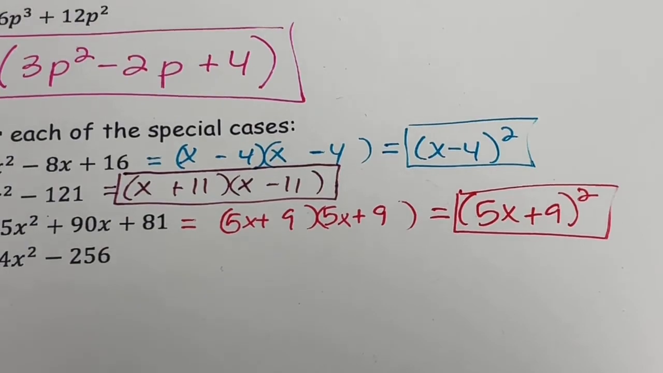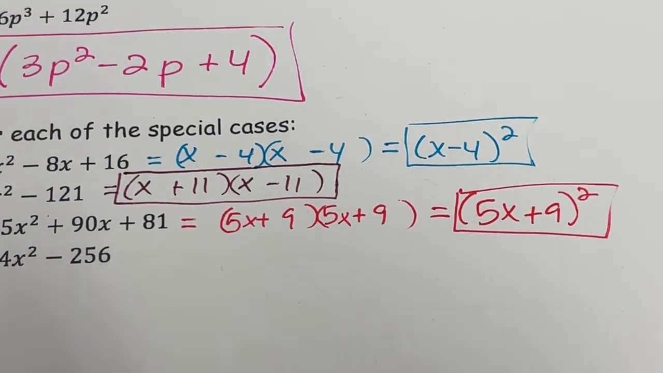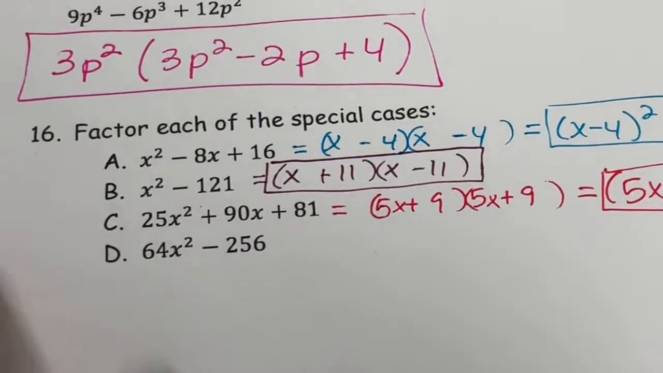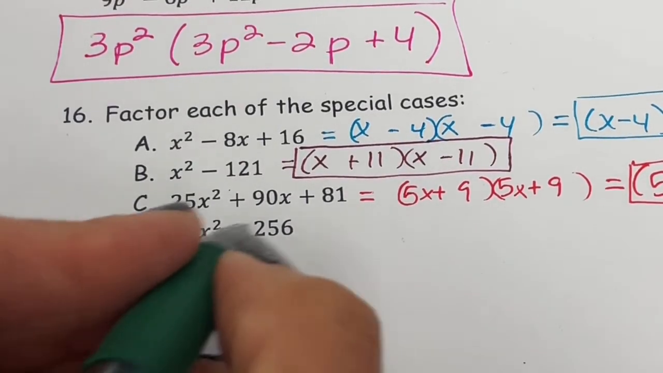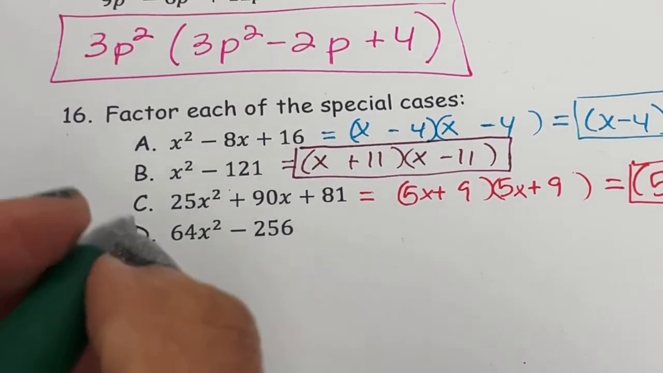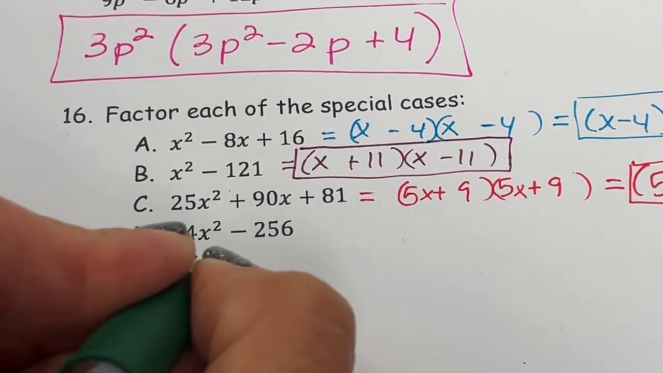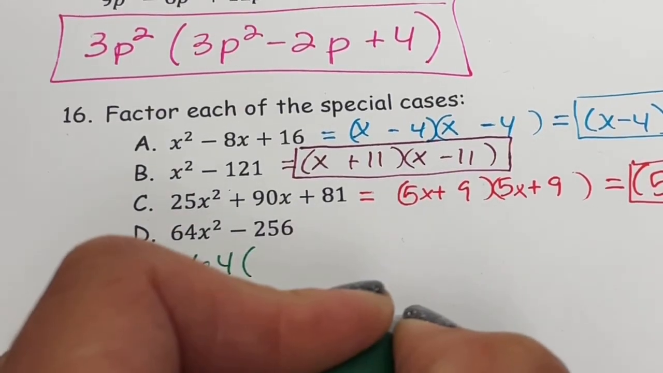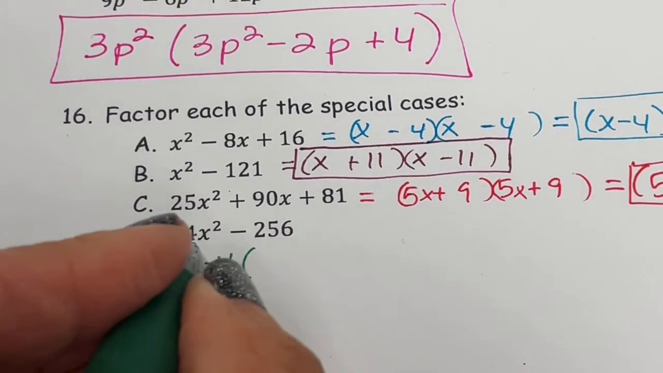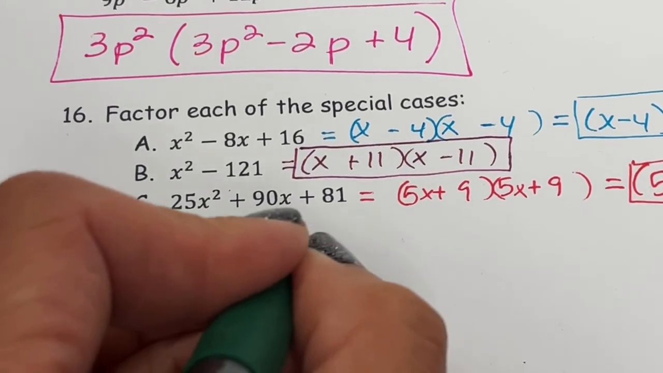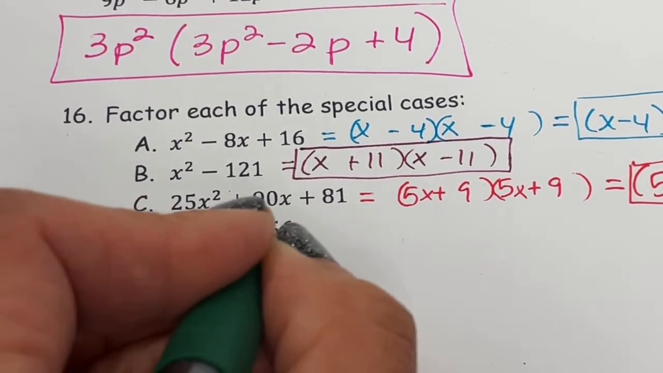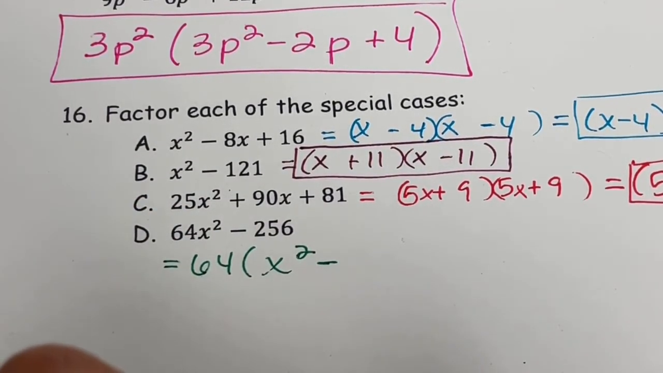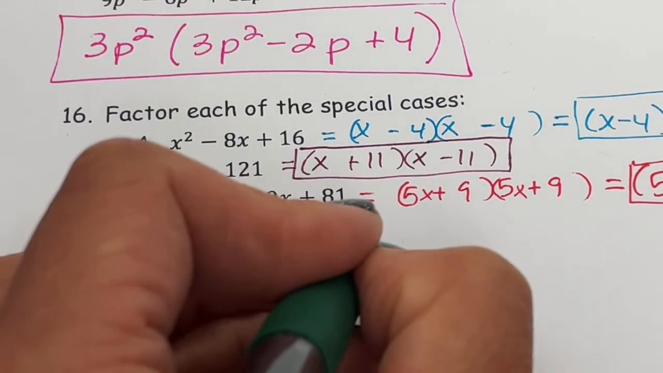Then letter D, 64x squared minus 256. It looks like a difference of two perfect squares, but there is a greatest common factor in there right now, and it's a 64. So I'm going to factor that out first. I'm going to divide it out. 64x squared divided by 64 is x squared. Negative 256 divided by 64 is 4.